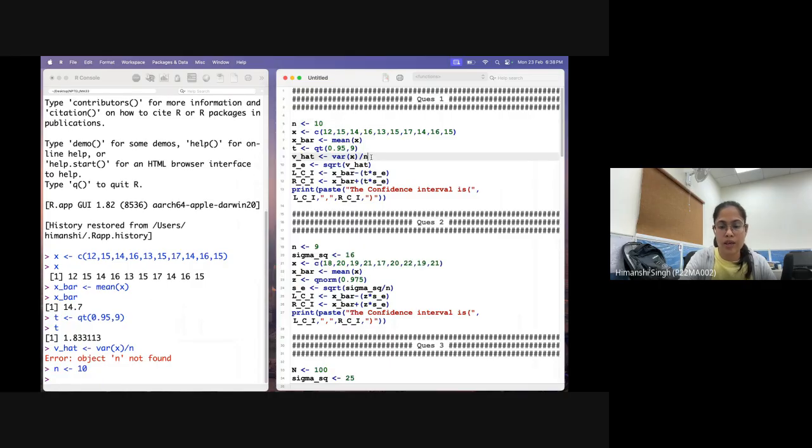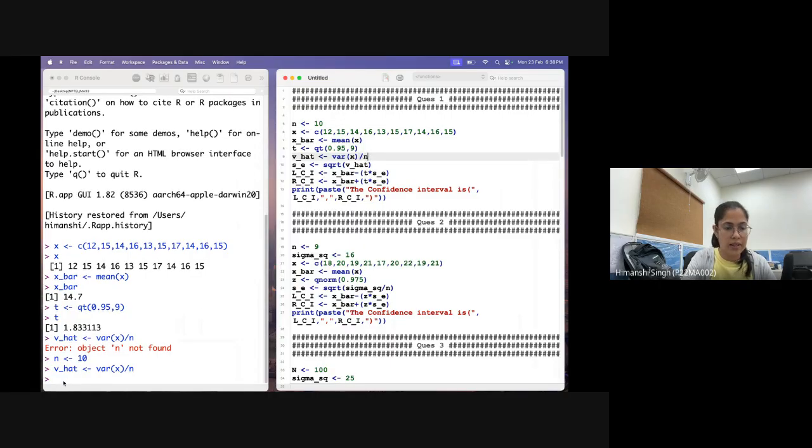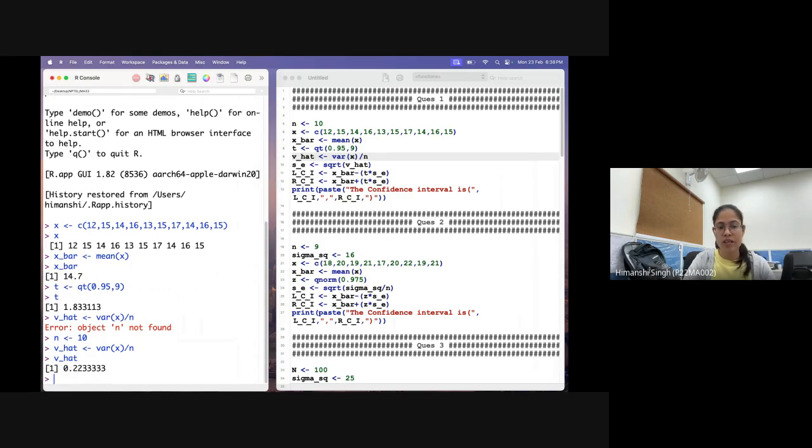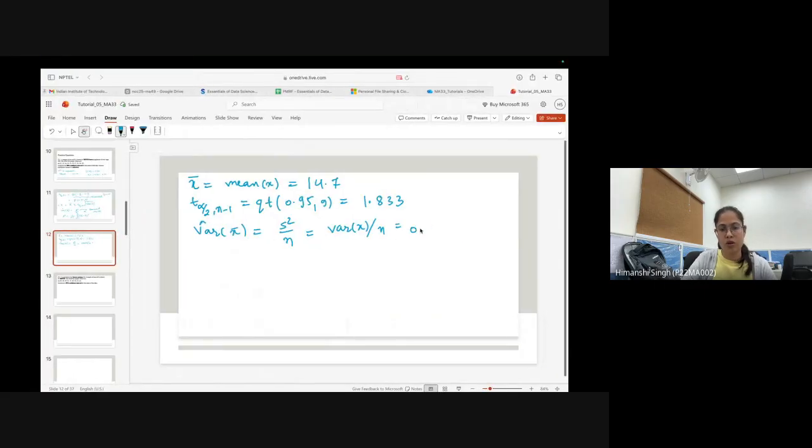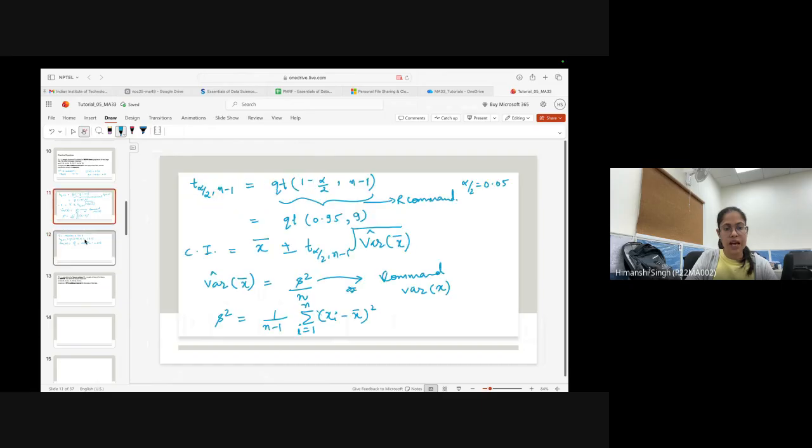So variance of x, so v hat is, let me see, so v hat is 0.223. Okay, now I want the square root.